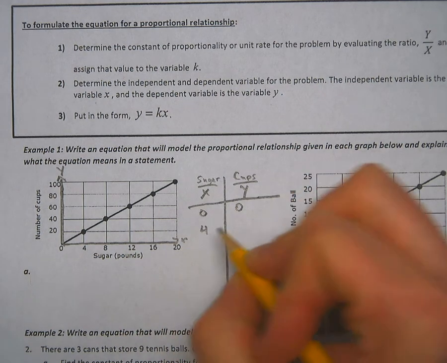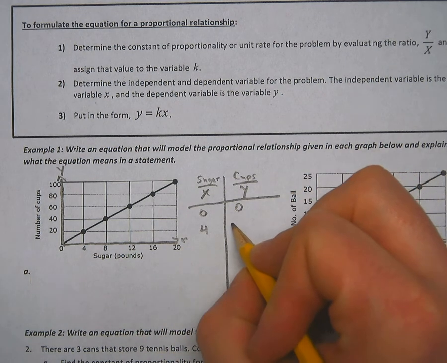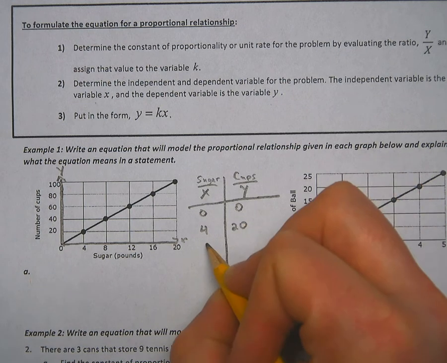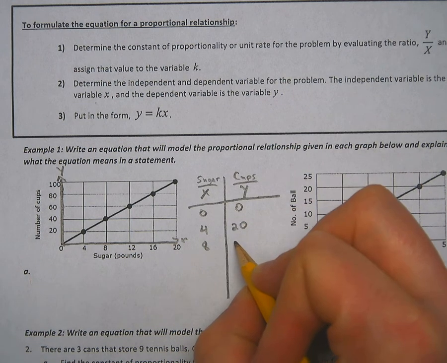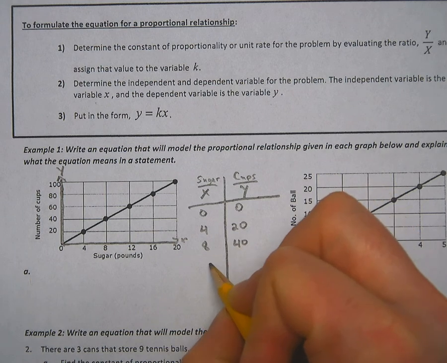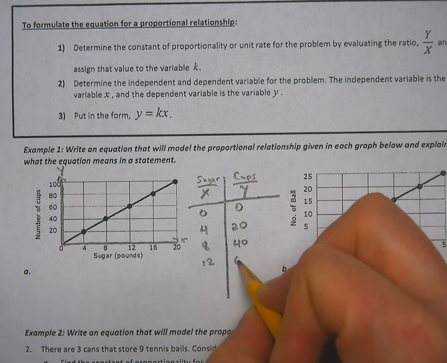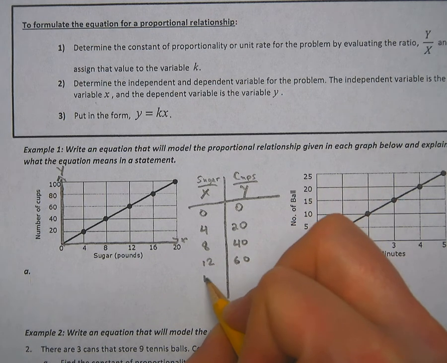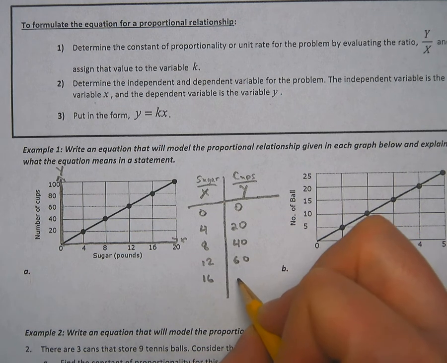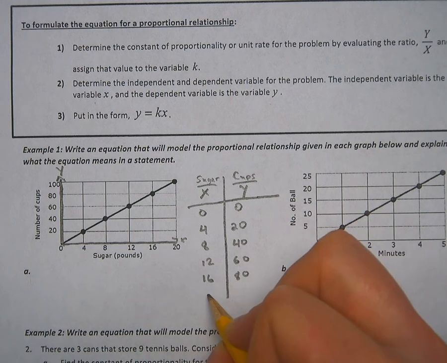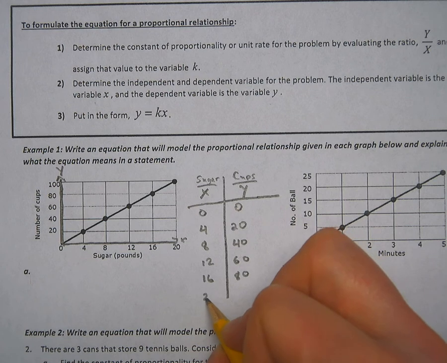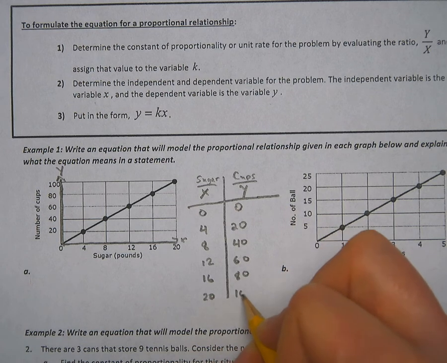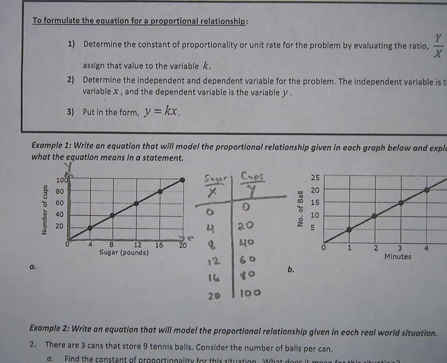Then 4 pounds of sugar is 20 cups. 8 pounds of sugar is 40 cups. 12 pounds of sugar, 60 cups. 16 pounds of sugar is 80 cups. And 20 pounds of sugar makes 100 cups.